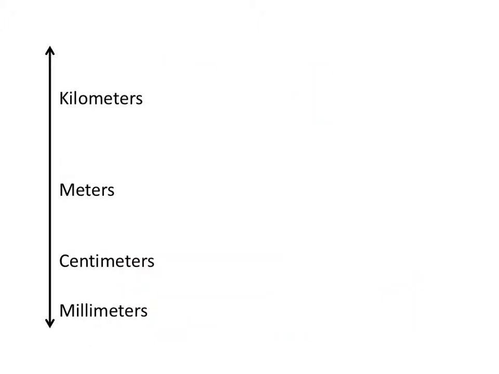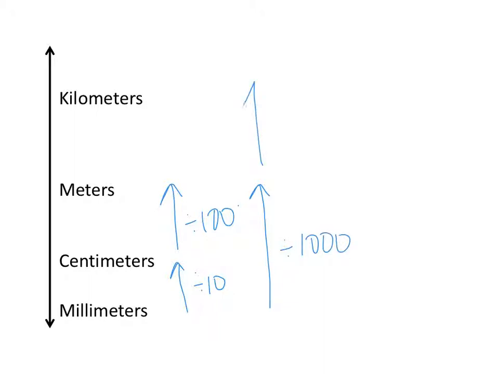To convert from a smaller unit to a larger unit, we're going to divide. Moving from millimeters to centimeters, we divide by 10. Moving from centimeters to meters, we divide by 100. Moving from millimeters to meters, we divide by 1,000. And the same happens converting from meters to kilometers.